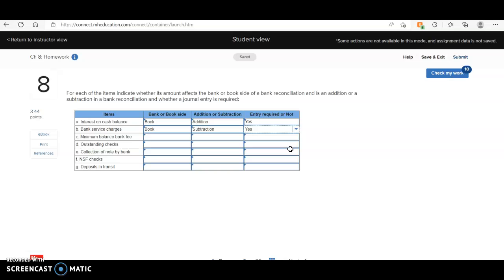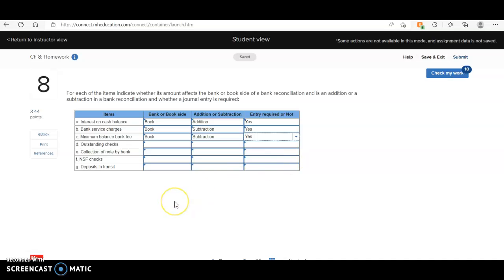Looking at the next one, minimum balance bank fee. That's another fee the bank is charging us if we did not keep a minimum amount in the bank. So that's going to be a book side adjustment because we found it on the bank statement. They're telling us about it. It's a fee, so it's a subtraction. And because it's on the book side, yes, we are going to do a journal entry.